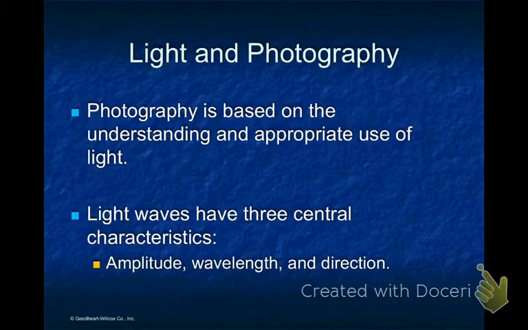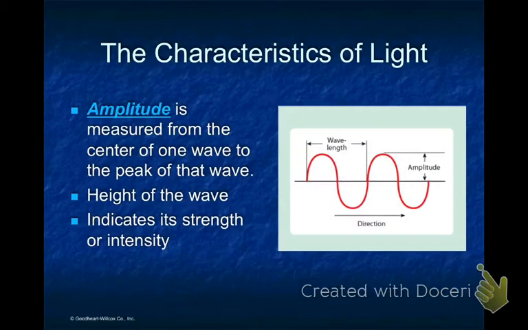Most people will get out at around noon, go to try to take a photo, and the sun's right above them. That creates a shadow on your eyes, which makes it look like you have bags on your eyes. So understanding direction and where it's coming from is huge in the field of photography. Now let's look at the characteristics of it. We said there's three parts: the amplitude, wavelength, and direction.